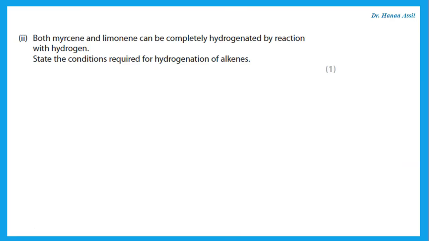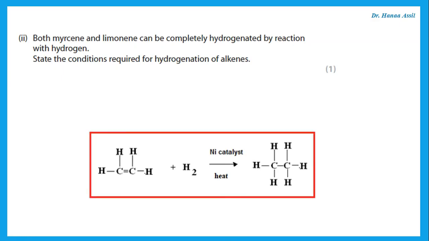Both myrcene and limonene can be completely hydrogenated by reaction with hydrogen. First of all, state the conditions required for hydrogenation of alkenes. Remember, if I have an alkene, I want to react it with hydrogen. First of all, that means the double bond opens up and we add H and H, so we're changing the alkene to alkane. Now, what are the conditions? We have hydrogen with nickel catalyst and heat. So our condition is nickel catalyst and heat.